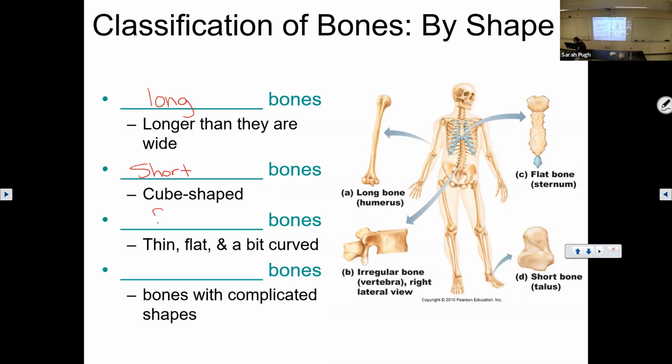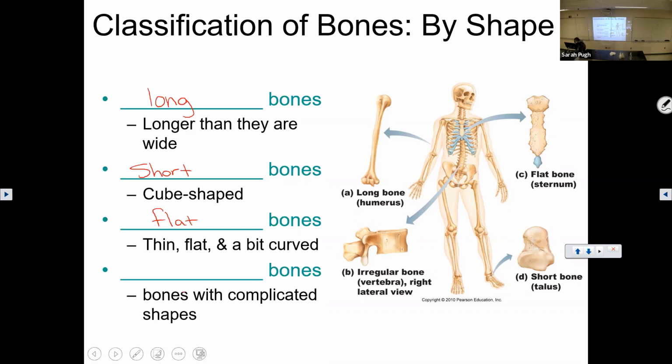We also have flat bones. These are bones that they'll have a curve to them, but if you feel them or look at them, they're really flat. They're not rounded. Can anyone give me an example of a flat bone? The pelvis. Yeah, there are portions of the pelvis that are flat. What else? Yeah, the scapula, skull bones, ribs. Those are all considered flat bones.